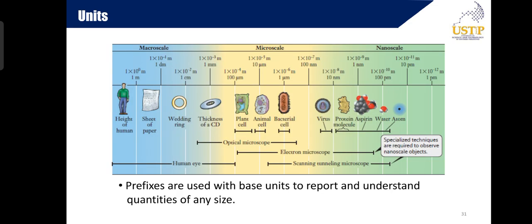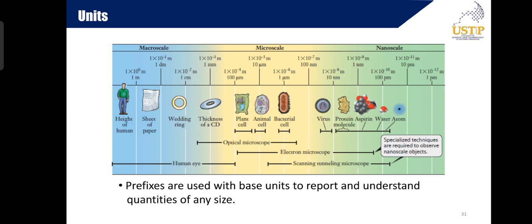So the prefixes are used with base units in order to report and understand quantities of any size. Like for example, 1000. So it is now the prefix, that is 1.00 times 10 to the power of 3. So for the macro scale, we can use it for the height of a human, for a sheet of paper, for wedding rings.